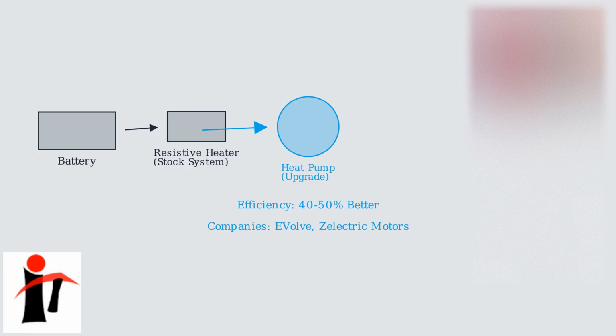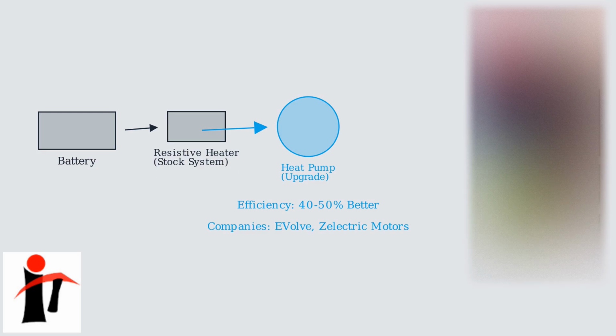While this requires an investment, typically ranging from several hundred to over $1,000 depending on the kit, it significantly reduces battery drain in cold weather conditions. Heat pumps work by transferring heat from the outside air rather than generating it electrically, making them much more energy efficient. This means longer range in winter driving and less strain on the battery pack.